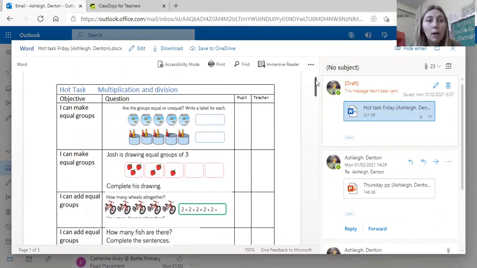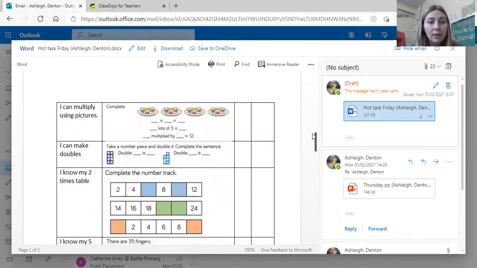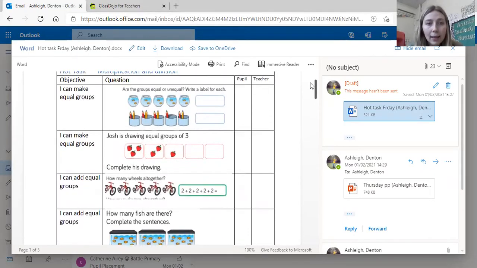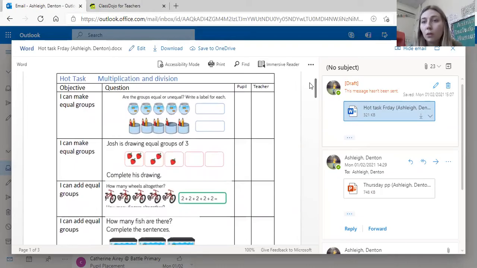just so I can see when I get it back what we need to have a look at next. So I've got my hot task open here in front of me, and I'm just going to go through the first few questions with you. So let's have a look at this first question. Let me just get my pen out ready. This one up here. And in this question, we're looking at making equal groups. Now let's remember what equal groups means. It means we have the same amount in each group.